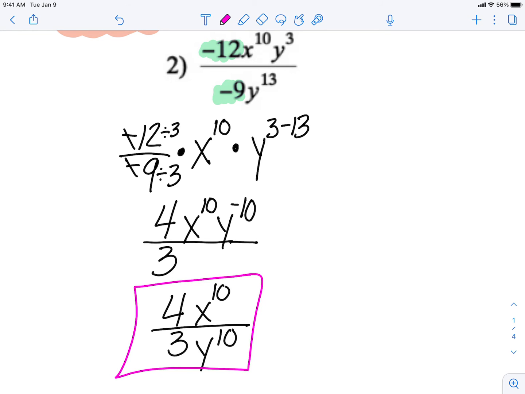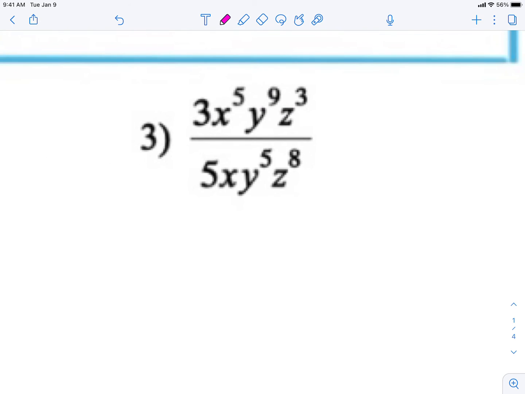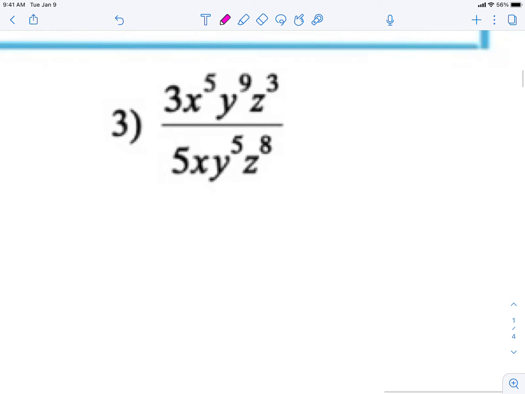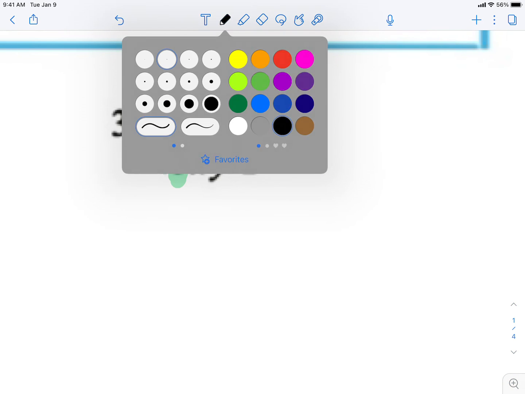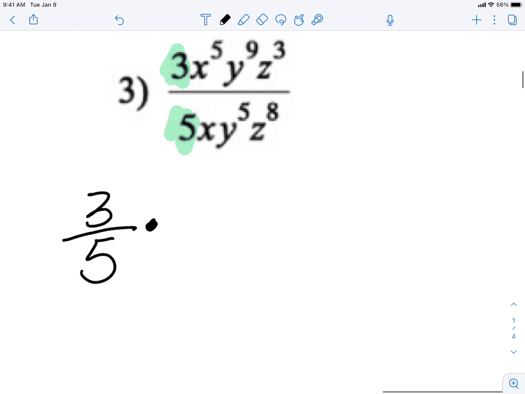Okay. Finally, last kind of problem you're going to see in your assignment, right? So let us again identify regular numbers 3 and 5. So I'm going to separate those guys, and I'm going to write them like this. 3 over 5 times, what's my next variable here? X. X to the 5th, and x to the power of, this is a divisible 1 here, right? X to the power of 1. So I'm going to write x.